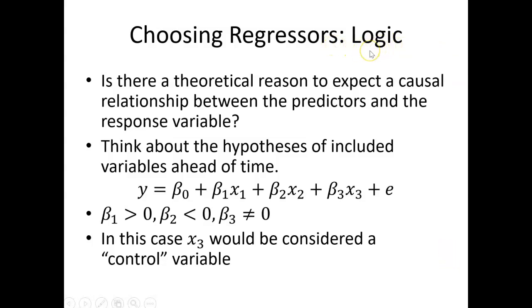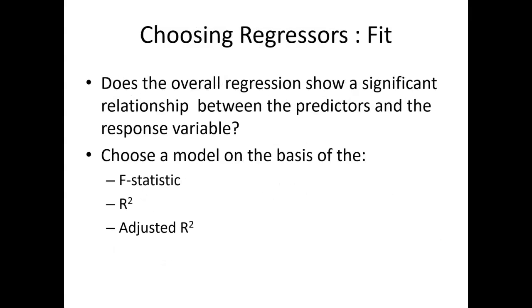The last thing we want to do is use every variable in our data set to predict y just to see what happens. That's known as the everything but the kitchen sink model, and that's a no-no when you're doing regression analysis. So the second factor is empirical fit, and we've covered these topics before.